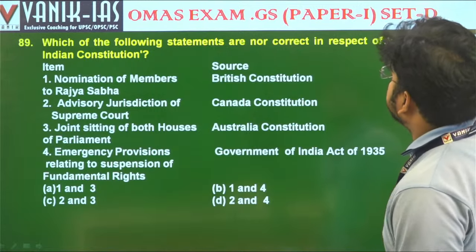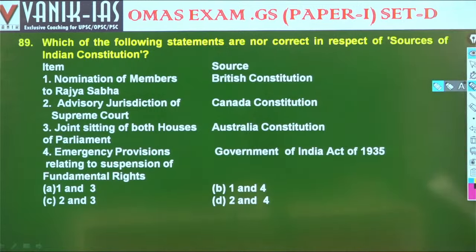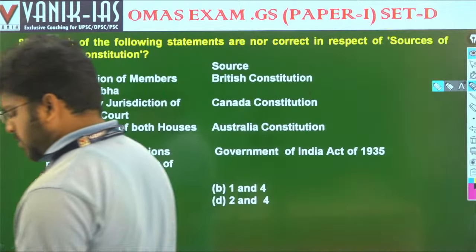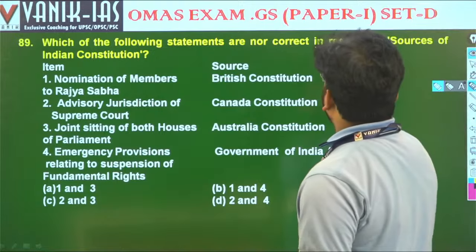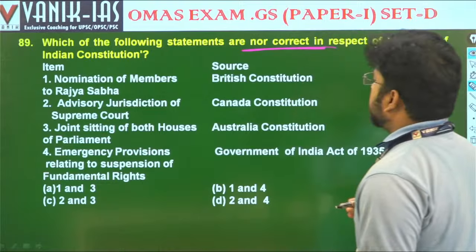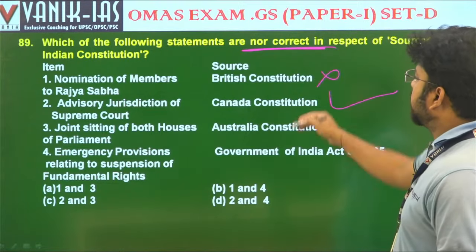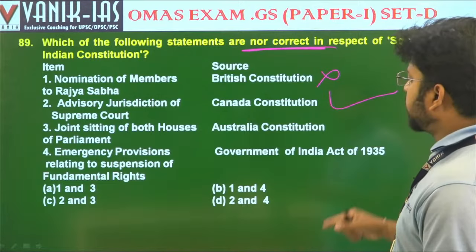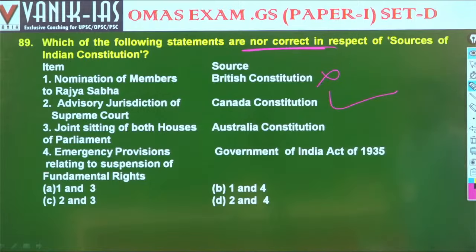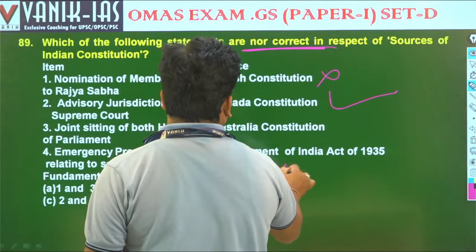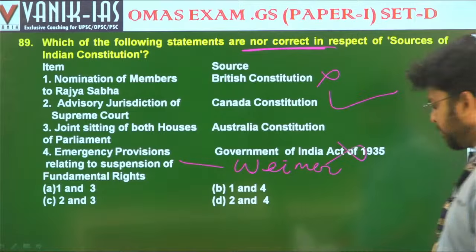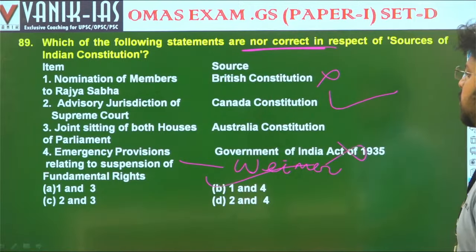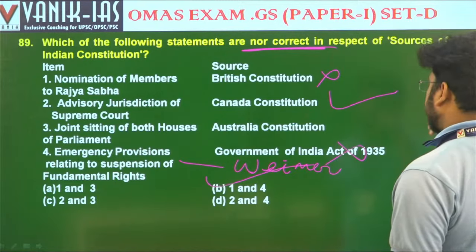Okay. Which of the following statements are not correct with respect to sources of the Indian constitution? Nomination of members of Rajya Sabha, source British. Nomination of members of Rajya Sabha, advisory division of Supreme Court. This is not correct. Nomination is from Ireland. So first is wrong. Joint sitting of both houses of parliament, Australia constitution. Emergency provision, this is the Weimar constitution of Germany. So this is wrong. So 1 and 4 are wrong. So B is the answer. Joint sitting is from Australia, right? When there is no consensus between the two houses or there is deadlock, then we have joint sitting.